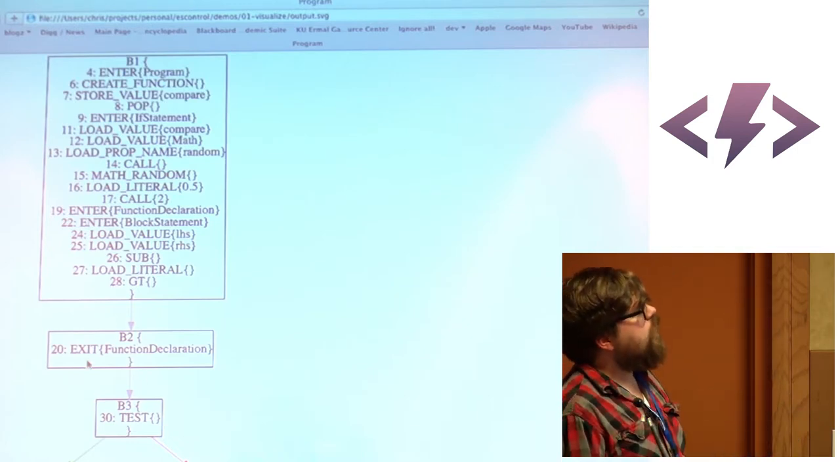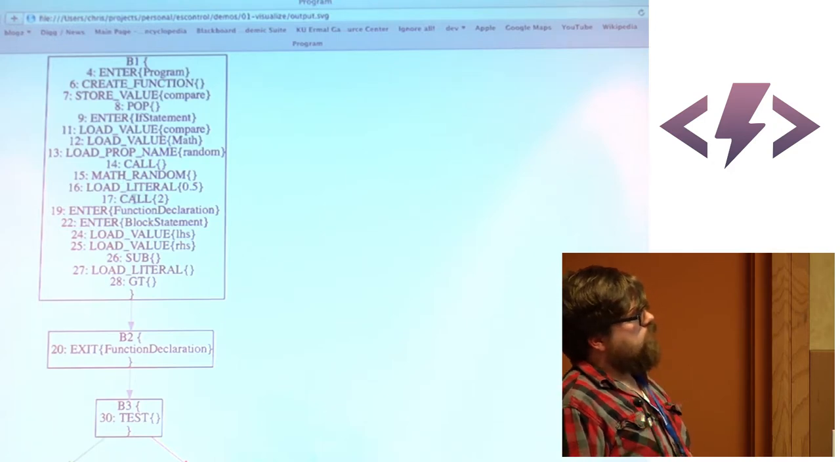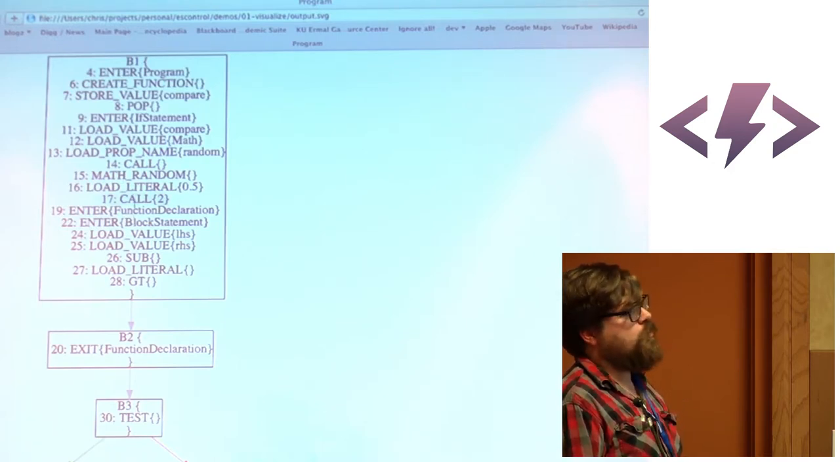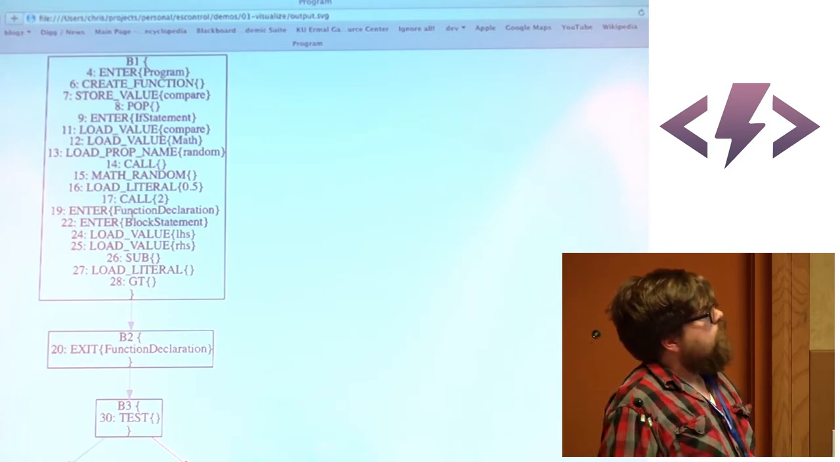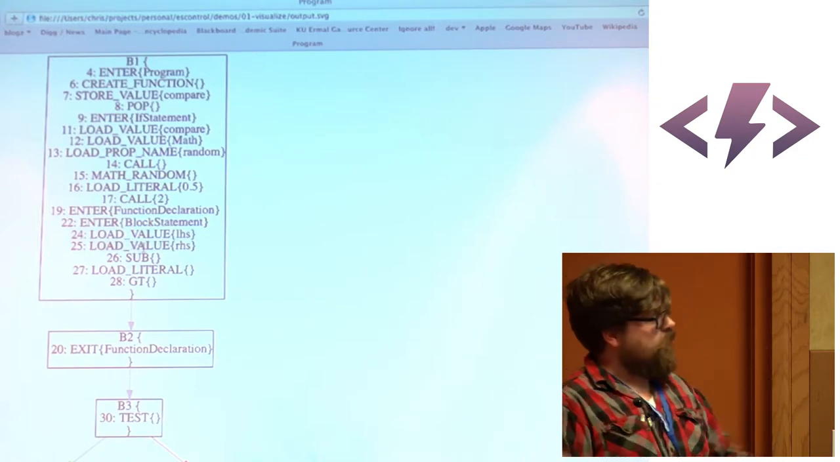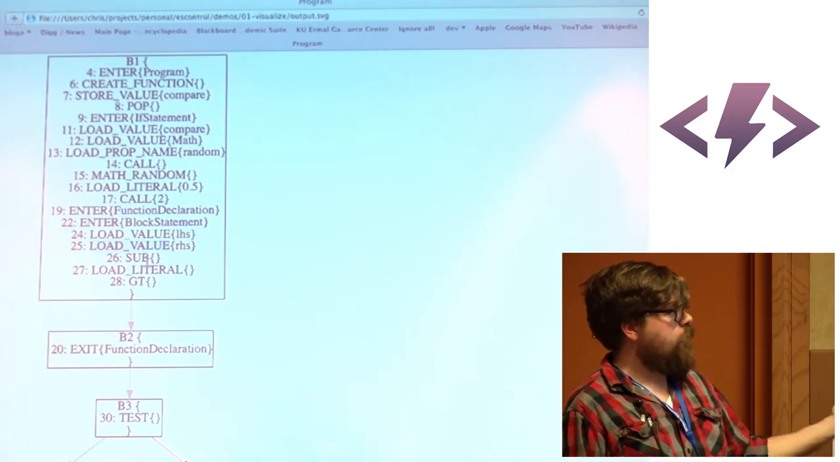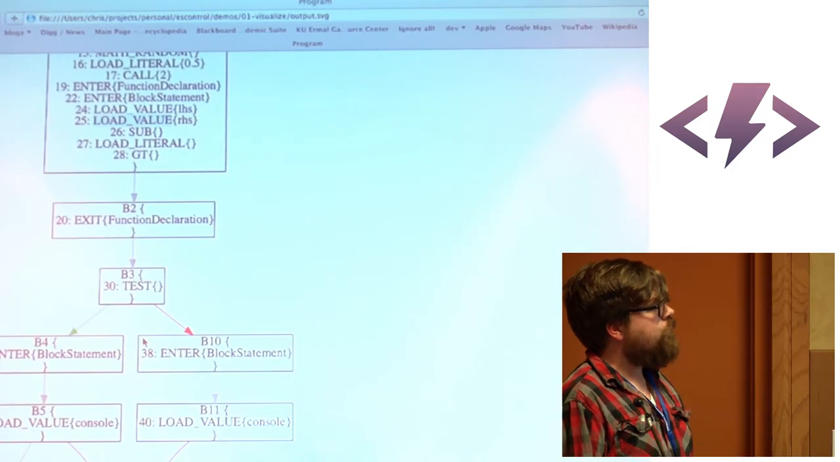So you can see we are actually calling into the comparison function. These enter operations are no ops. They're just there to help us reason about it. We load the left-hand side value. We load the right-hand side value. We subtract them. We have that subtracted value on the stack. We load the literal, and then we do the greater than. We exit, and we put that value out to the test.